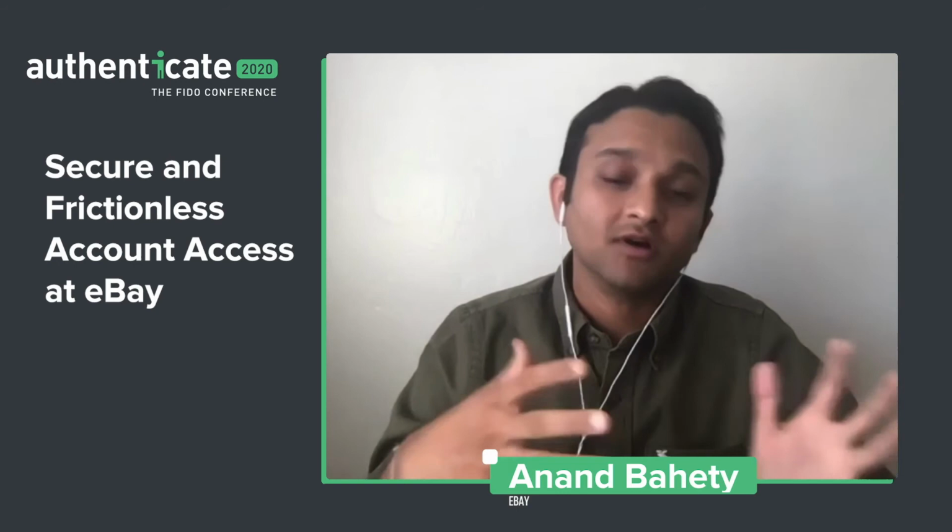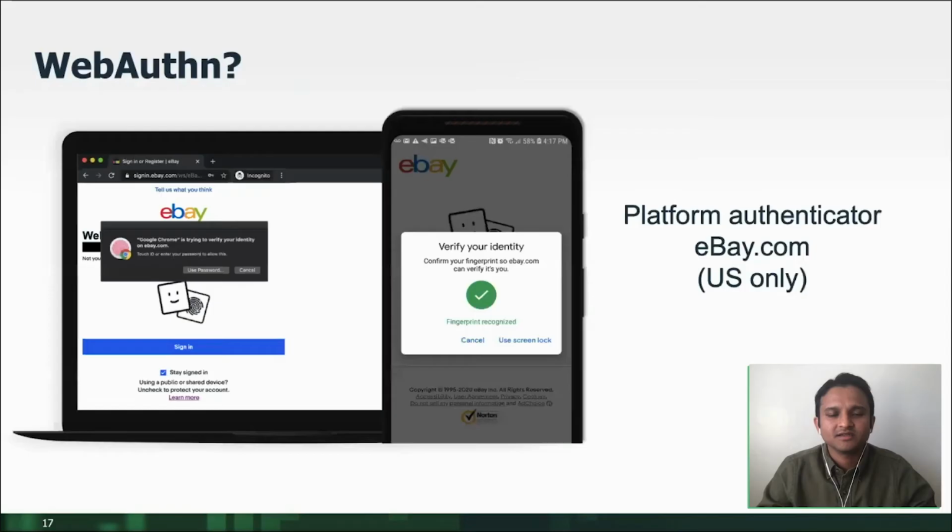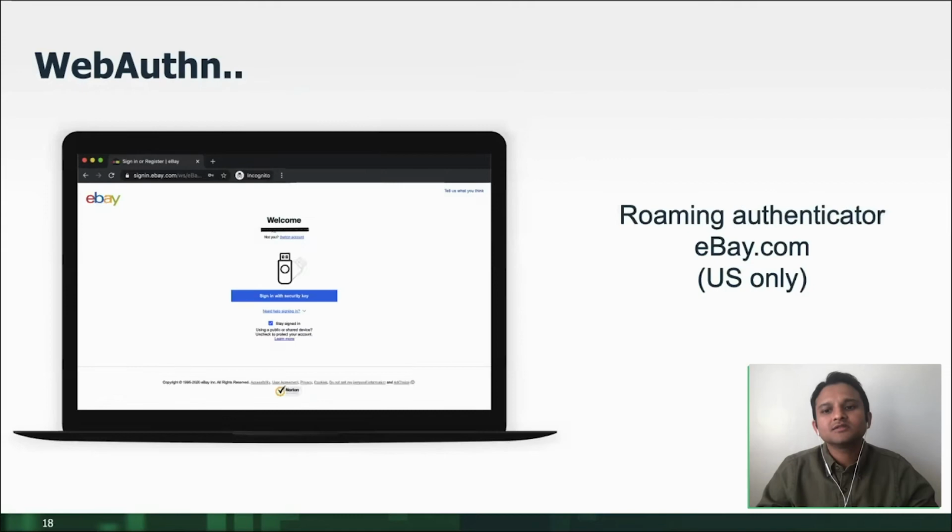WebAuthn. We talked about FIDO UAF and push notifications, but as Ashish mentioned earlier, we also looked into WebAuthn. Isn't that the next gen protocol in the authentication and FIDO space? Well, yes, it is. We did implement the platform authenticator using the WebAuthn specification on eBay.com. We also implemented roaming authenticator or security key support as a primary means of authentication using the WebAuthn spec again on eBay.com.